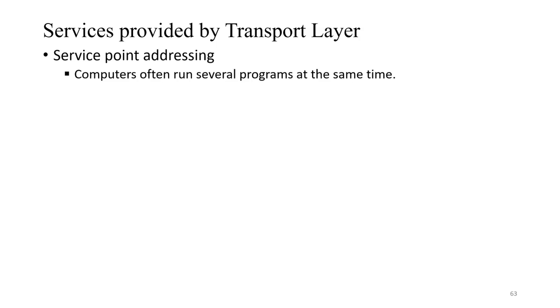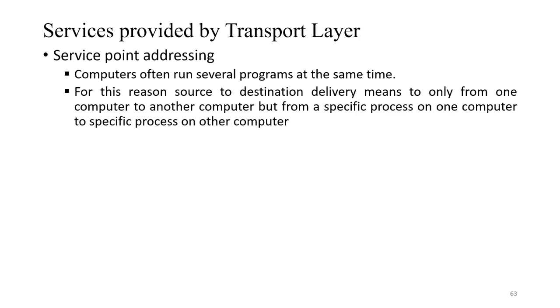So as we have seen that computers often run several programs at the same time, and for this reason source to destination delivery means not only from one computer to another computer, that is not only from sender to receiver or not only from client to server, but from specific process on one computer to a specific process on other computer. That is service point addressing.